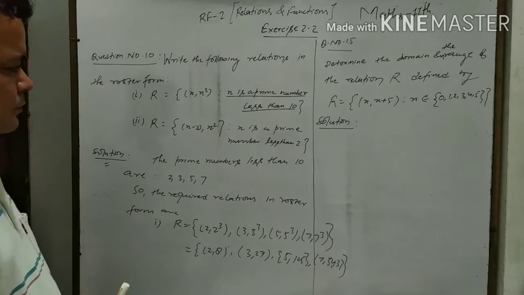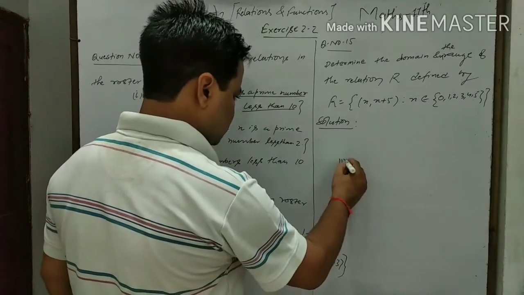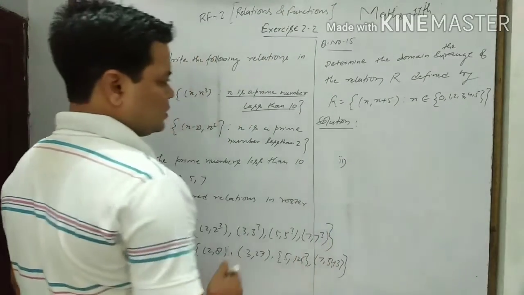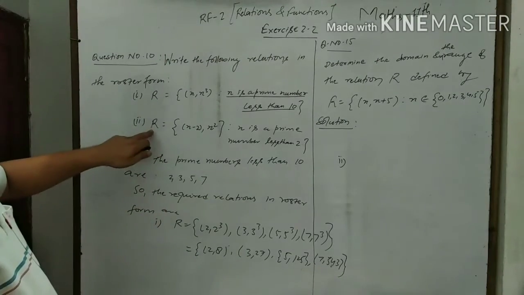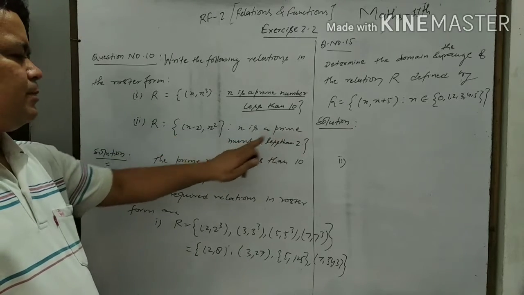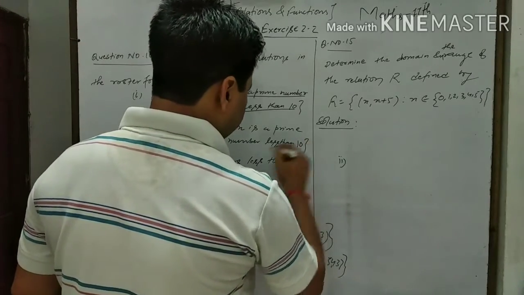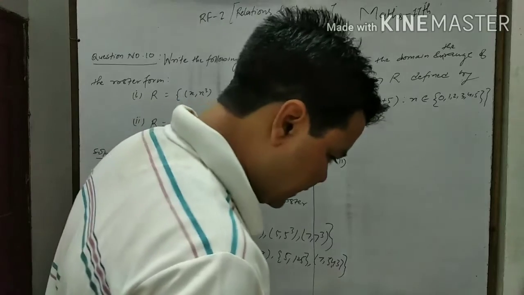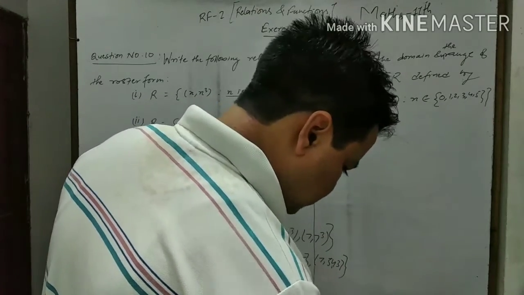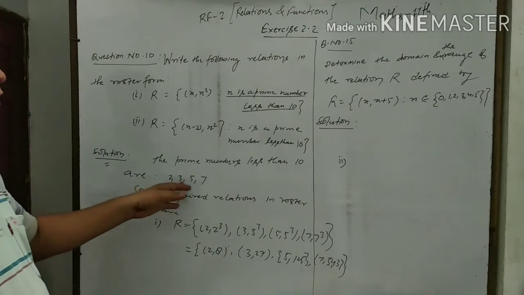Now let us see the second part of the question. Here this is question number 15, but here I am solving this question. Second part, R is equal to x minus 2, x square, and x is a prime number less than, not 2, less than 10. It should be less than 10 here also. In both conditions less than 10, again the required prime numbers will be 2, 3, 5, 7.